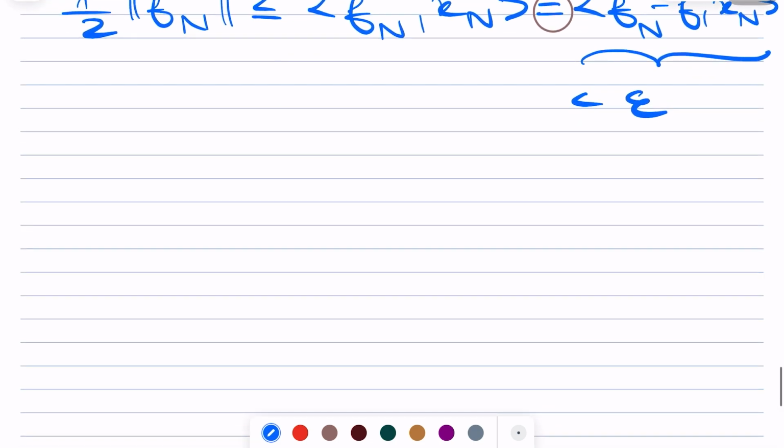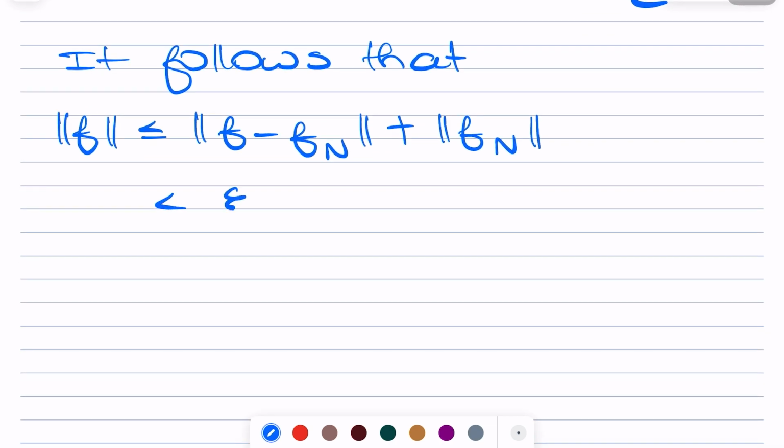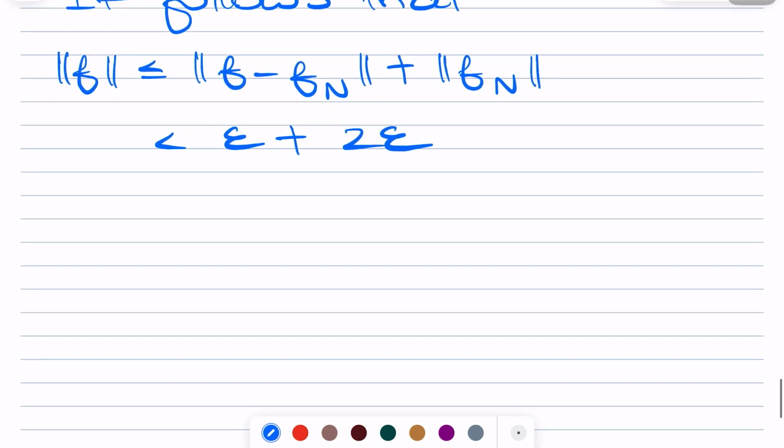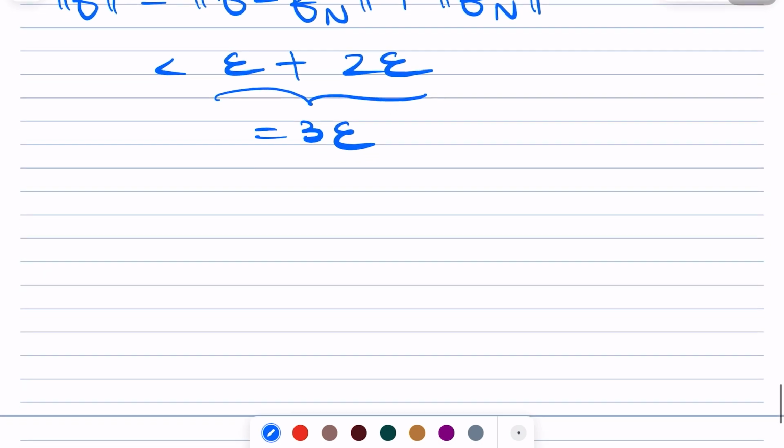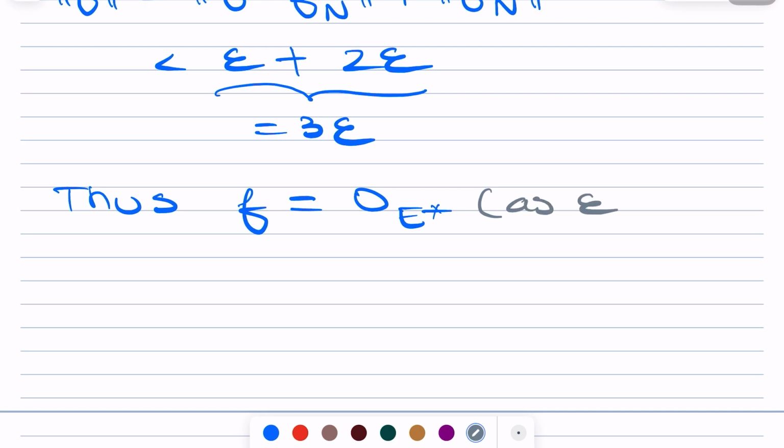So it follows that the norm of f, if you use the triangle inequality, is the norm of f minus f_N plus the norm of f_N, which is strictly less than epsilon plus 2 epsilon. So the whole thing is 3 epsilon. I can make epsilon arbitrarily small, so we can conclude that f equals 0, as epsilon was arbitrary.